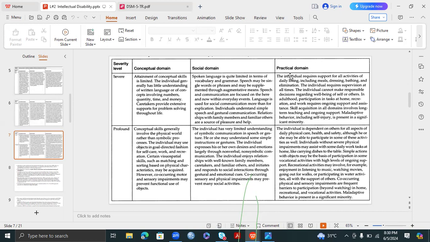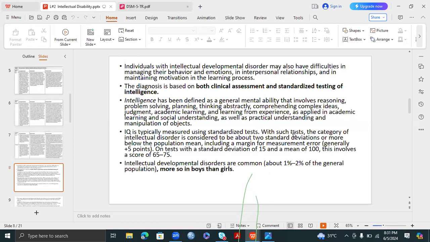When we are talking about their practical domain, we are talking about the individual who is totally dependent on others for all aspects of life, including physical care, hygiene, safety, protection, health, and all kinds of living skills. Individuals without severe physical impairment may assist with some daily work, like carrying the dishes, or a very simple task, but they won't be able to follow complex commands or multiple commands. So we have clearly talked about these domains.